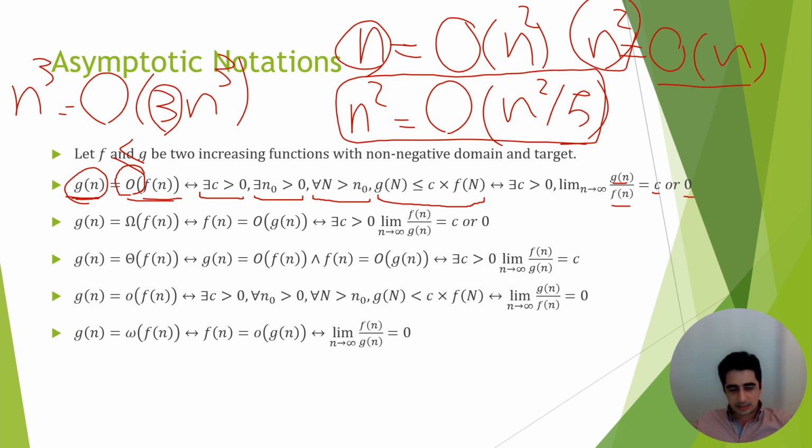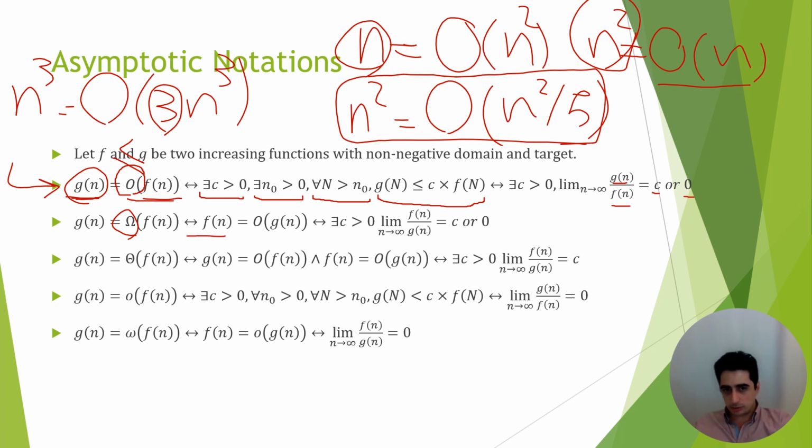After introducing this notation, which is the most commonly used asymptotic notation, let's briefly go over some other notations that are less common, but they are important to understand. One of them is capital omega. G of n is capital omega of f of n.